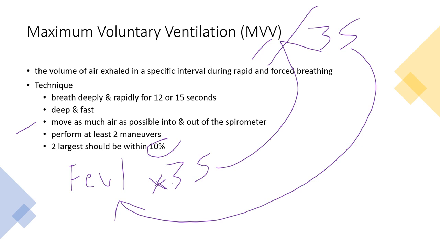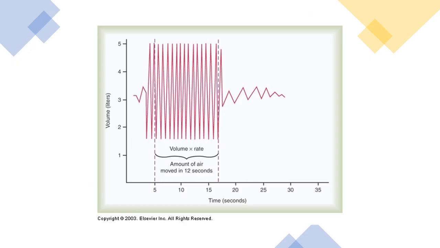So these numbers obviously should be within 10% of each other. How do I know if I got good effort on my MVV? I divide it by 35 to get to my FEV1. If my FEV1 is lower than my MVV, then I know I need to go back and redo my FEV1.